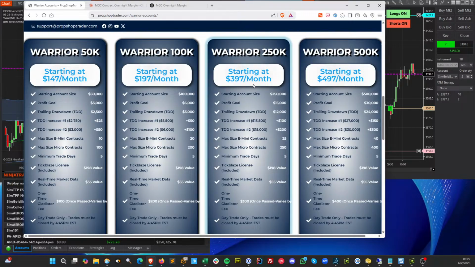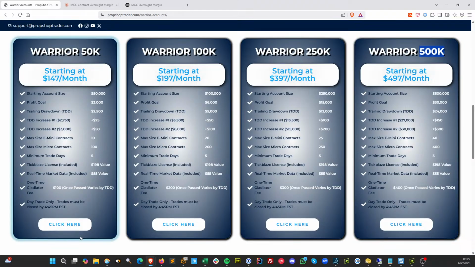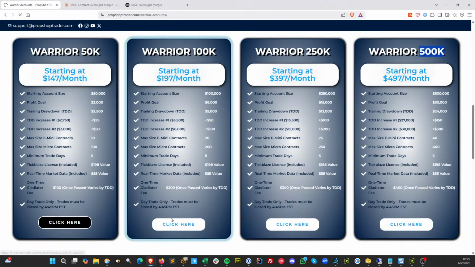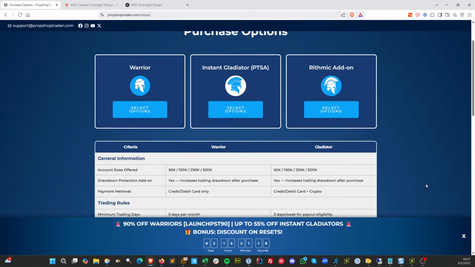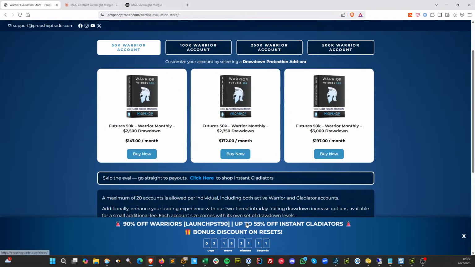But you can see they're fairly close to other prop firms. Like this 500K is pretty big. And then one interesting thing with these guys, if you click here and go to this page, the purchase options. So for the warrior, this is again the evaluation one. And they've got 90% off on the warrior account. So this is your standard one. So $3,000 profit target, $2,500 drawdown.